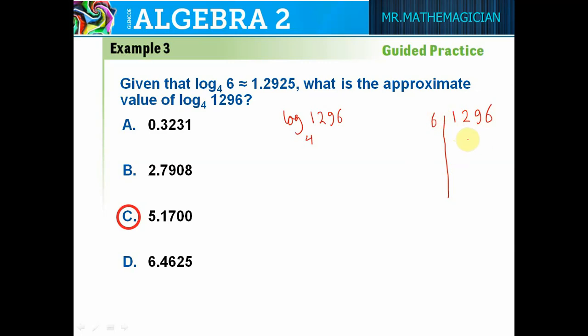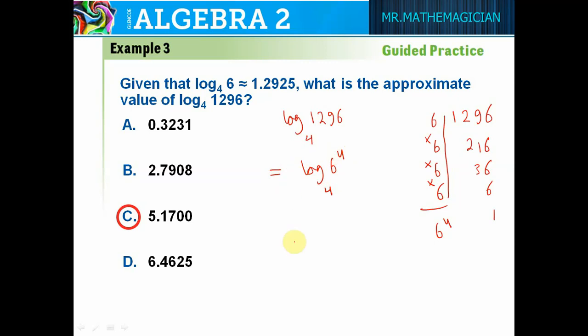It will give me 216. Divide by 6 again will give me 36. By 6 again will give me 6. By 6 again will give me 1. So I realize that it is 6 to the power of 4. So I can replace this one as log 6 to the power of 4 base 4.